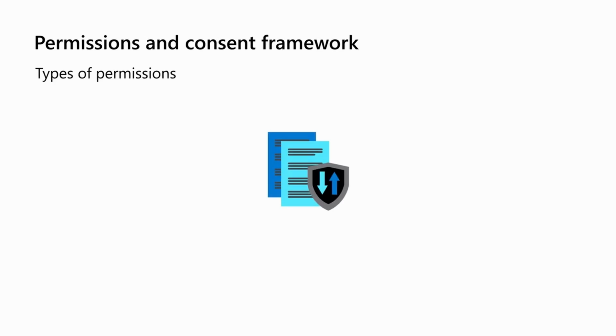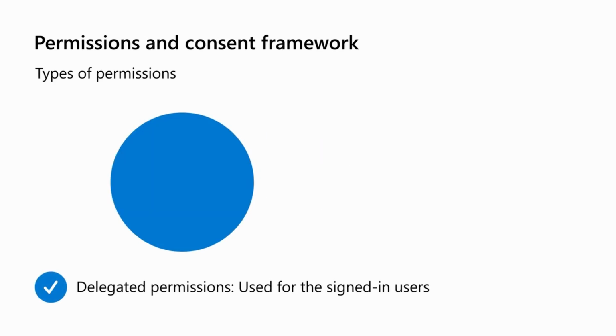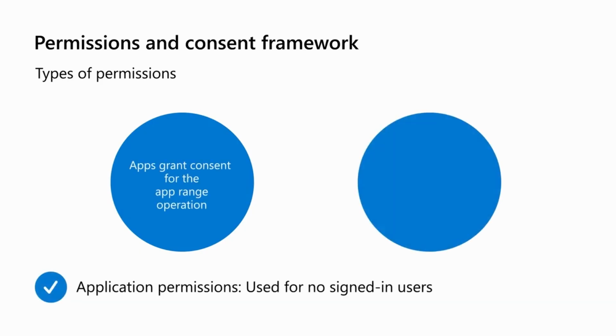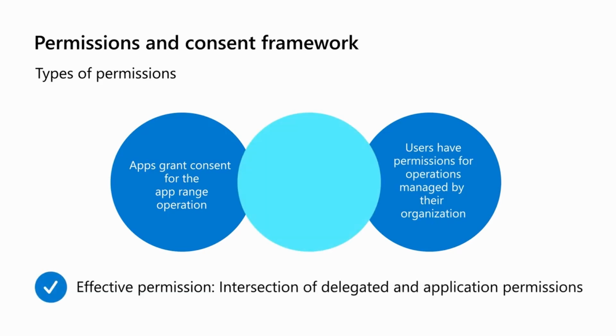Then, you moved to the permissions and consent framework. You learned about the 3 types of Microsoft permissions for developers. When a user is signed in, the application uses delegated permission. When no user is signed in, the application uses application permission. Effective permissions are an intersection of delegated and application permissions. That is, an intersection between what the app is allowed to do and what the user is allowed to do.